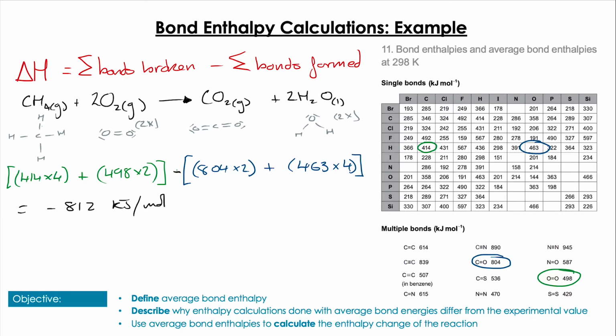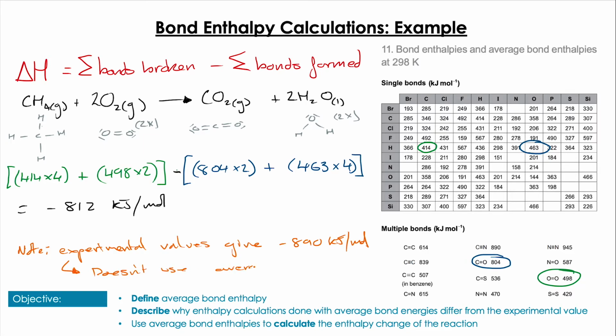So we can make a note here that the actual value of this, when it's determined experimentally, is minus 890. Now, we'd expect a certain discrepancy, remember, because in the calculation we've just done, we used average bond enthalpy calculations, and an experimental value doesn't use those. So we're always going to be a little bit off when we use these values.